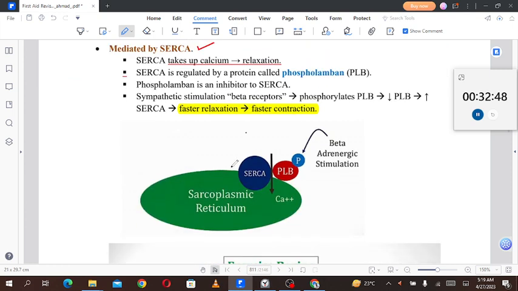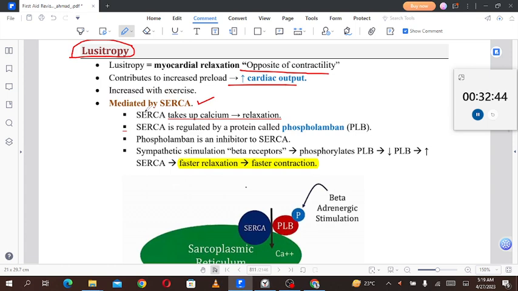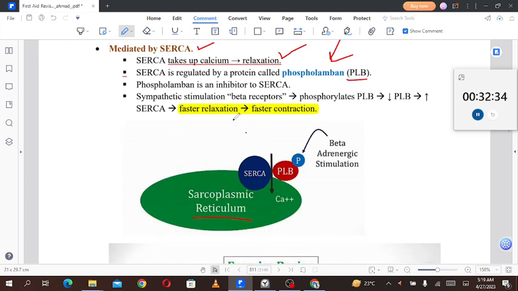What is SERCA? SERCA is this channel that is present on the sarcoplasmic reticulum and that brings the calcium back. Okay, so increases, mediated by the SERCA. SERCA takes up the calcium and mediates the relaxation. SERCA is regulated by the protein called phospholamban or PLB. Phospholamban is an inhibitor to SERCA.